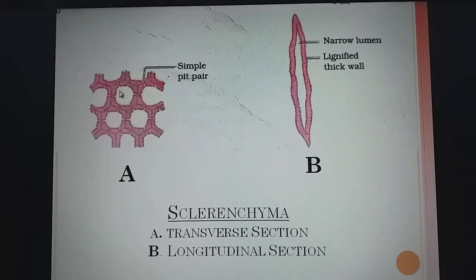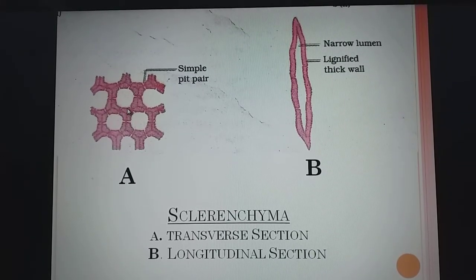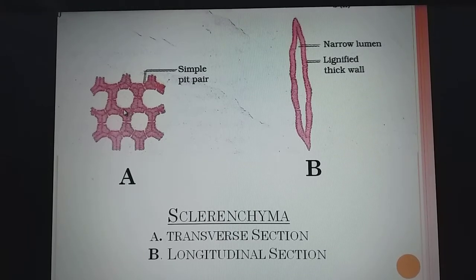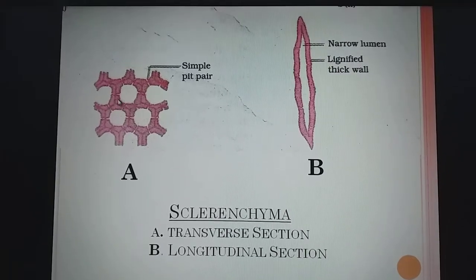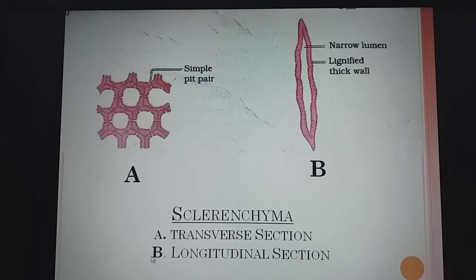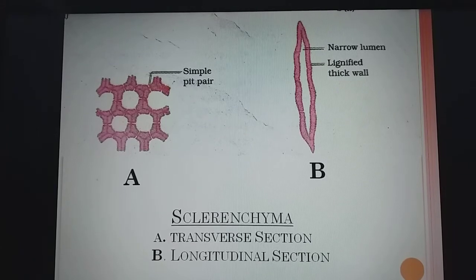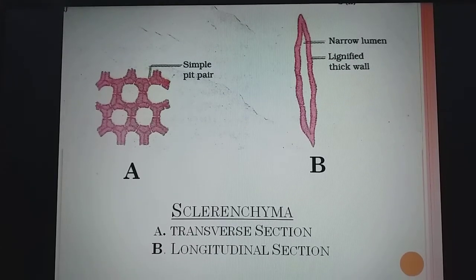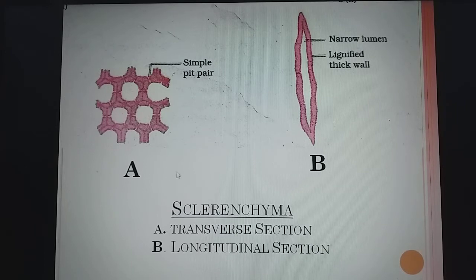That is why the intercellular space, or you can say the lumen, is bigger in parenchyma, and due to the deposition of pectin it becomes smaller in collenchyma, and due to the deposition of lignin it becomes even narrower in sclerenchyma. So A is the transverse section and B is the longitudinal section. I think you might be remembering the transverse and longitudinal sections. When you cut it horizontally it becomes a transverse section, and when you cut it vertically it becomes a longitudinal section.